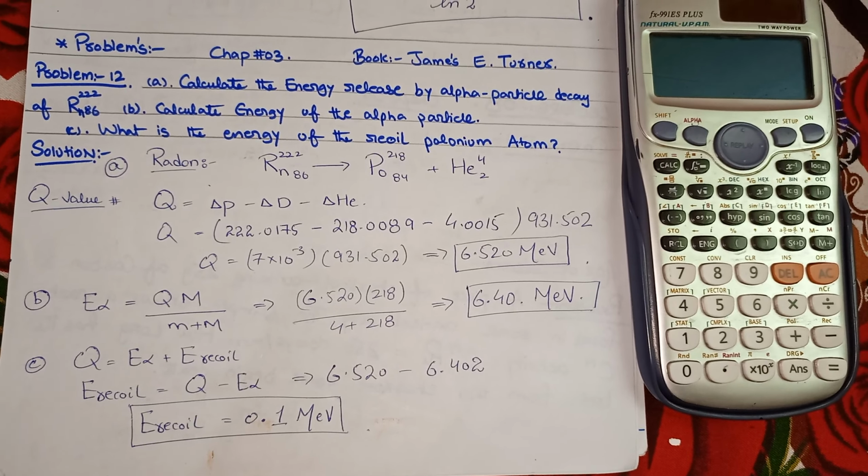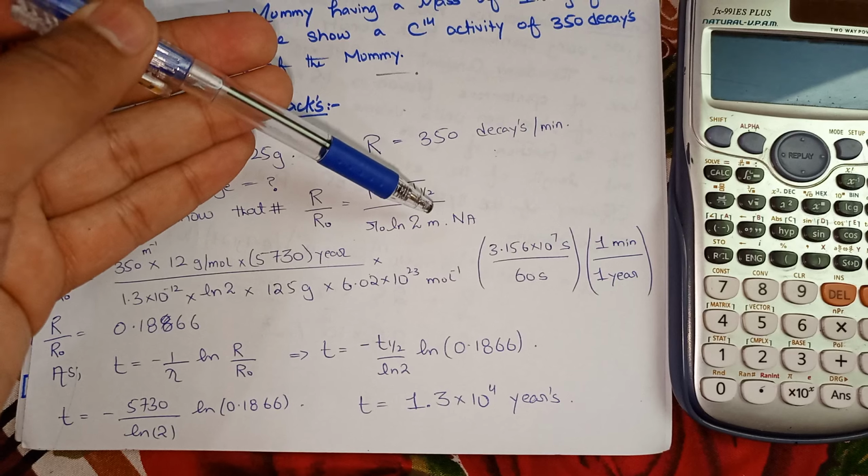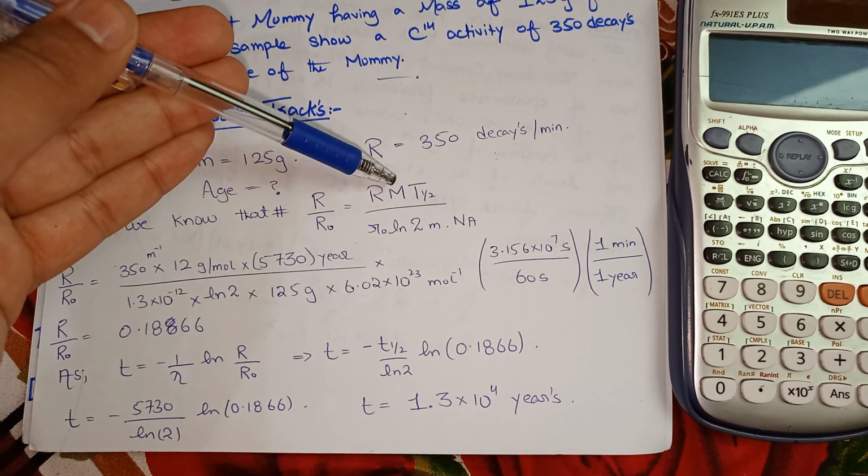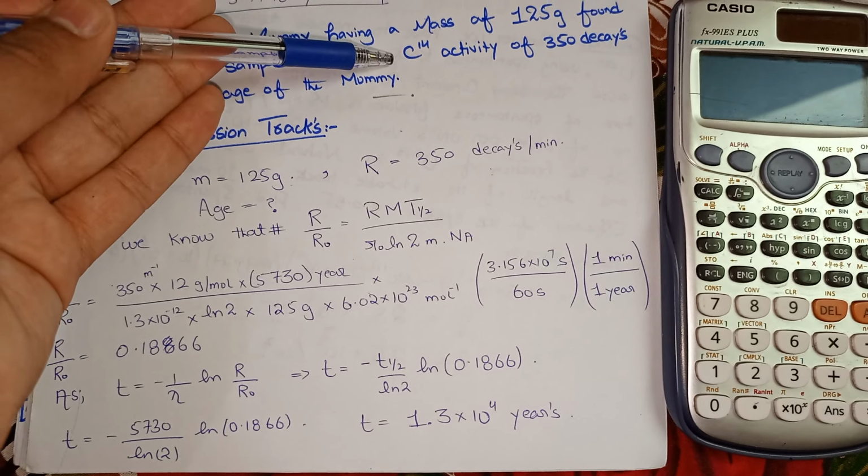For that you must first of all know the ratio R by R naught, and you know that the ratio R by R naught is equal to R times capital M times t 1/2 divided by R naught ln 2 times N_A and small m. Where small m is the mass in grams and capital M is the molar mass, because again we are concerned with carbon-14.